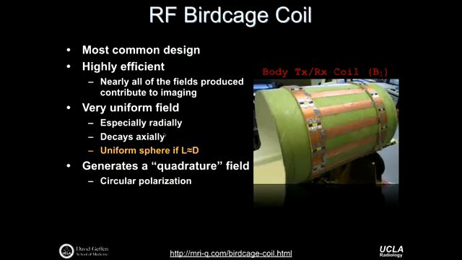We don't want it to be tipping some spins by 90 degrees and tipping other spins by 10 degrees or something like that. It does decay axially, meaning along the Z direction, but that's okay because we're usually imaging near isocenter and within maybe several centimeters of isocenter. So the fact that it falls off in the, call it head-foot direction, is not a big deal. And perhaps more importantly, it's pretty uniform over a radius or over a sphere if the length is about equal to the diameter. And so these things are, of course, designed with that specification in mind.